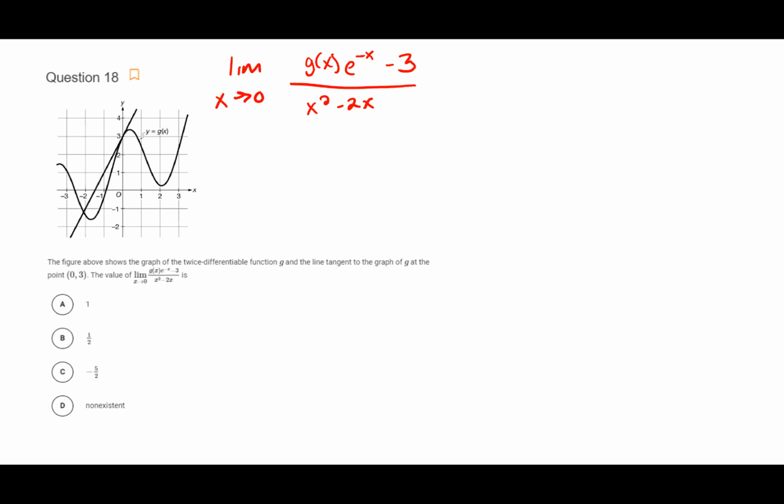So if I were to do a direct substitution in here, what is g of 0 for my graph? Might not be able to see it very well in the back. 3. What's e to the 0? 1, minus 3. Oh, I can already see the top starting to go to 0. The bottom, I'd end up with 0 squared minus 0. So the bottom's going to 0. So I have an indeterminate form. So that means I have to use L'Hopital's rule to continue on.